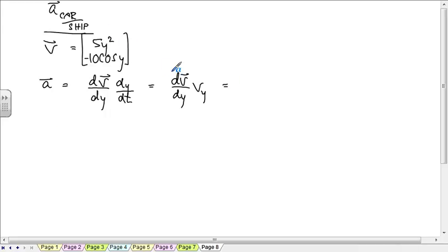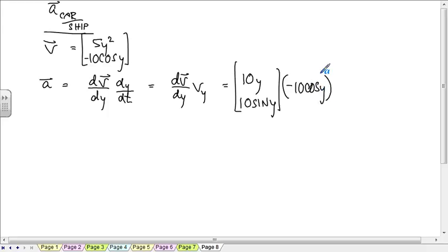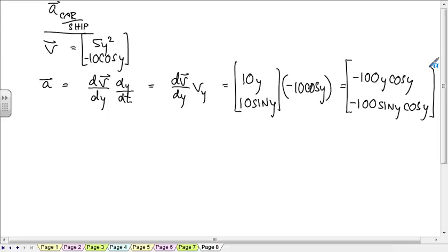So take the derivative of v with respect to y, and you get 10y, and then 10 sine y. That's dv/dy, and then multiply it by the scalar y component, so negative 10 cosine y. And you get a value of negative 100y cosine y and negative 100 sine y cosine y. Okay, so that's the acceleration of the car with respect to the ship.